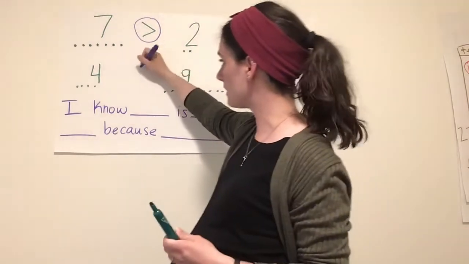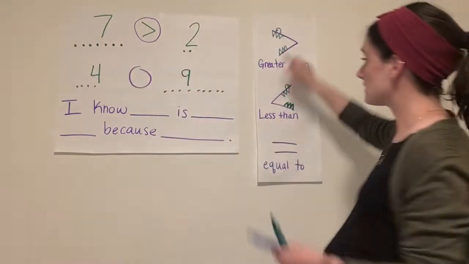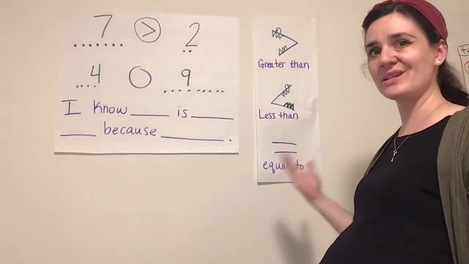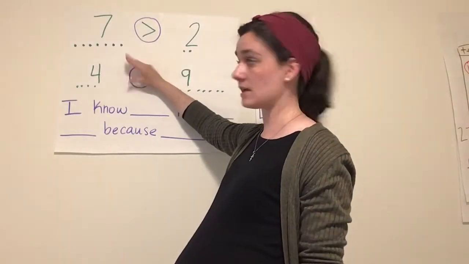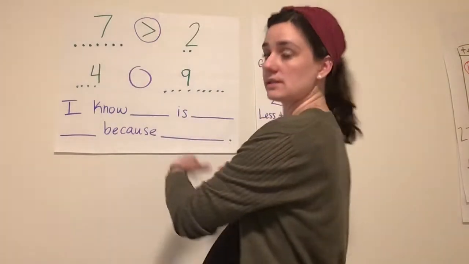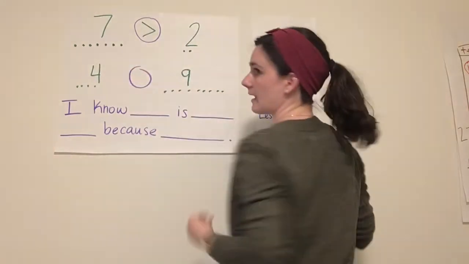1, 2, 3, 4, 5, 6, 7, 8, 9. And we remember in the middle, we're going to put one of these symbols. Okay? Which one do you think is going to go in there? Which one is the alligator going to eat? Is the alligator going to eat the 4? Or is the alligator going to eat the 9?